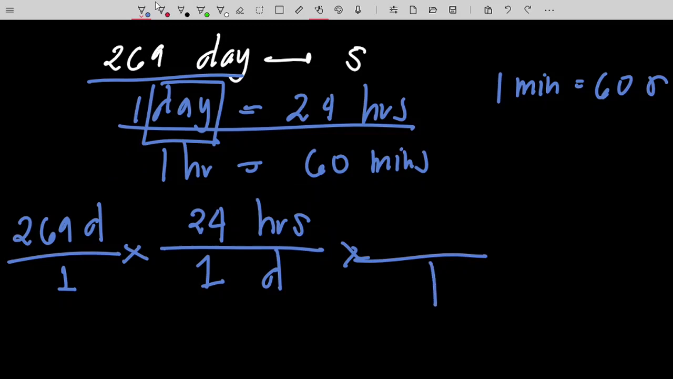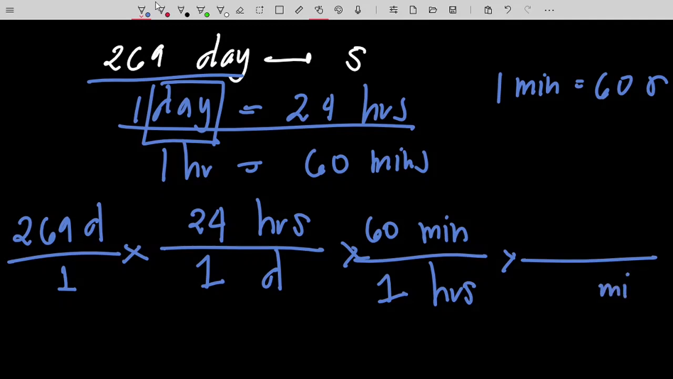Of course, your hour should be placed on the bottom and your minute, therefore, on the upper part. Now, we know that in every 1 hour, there is 60 minutes. Now, of course, the last one, we know that the minute should be put on the bottom and the second should be on the top one. Now, in 1 minute, there is 60 seconds.